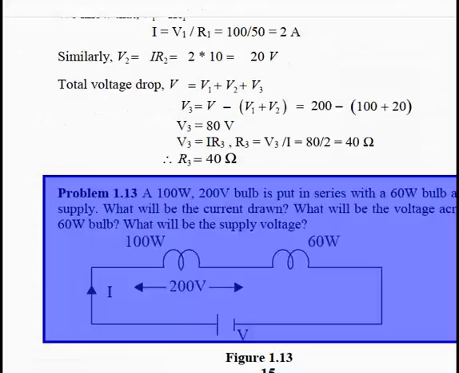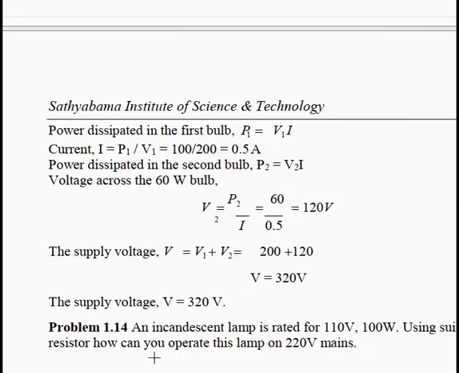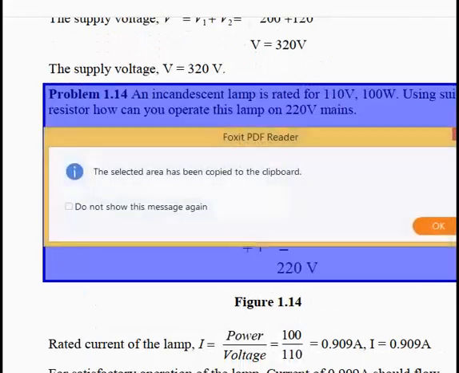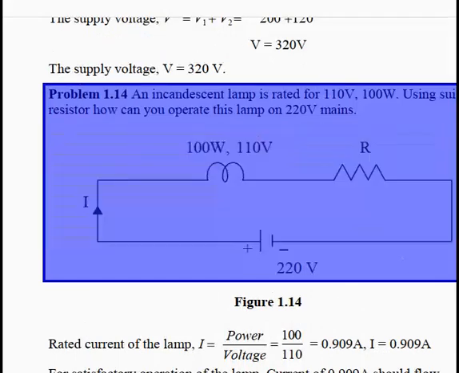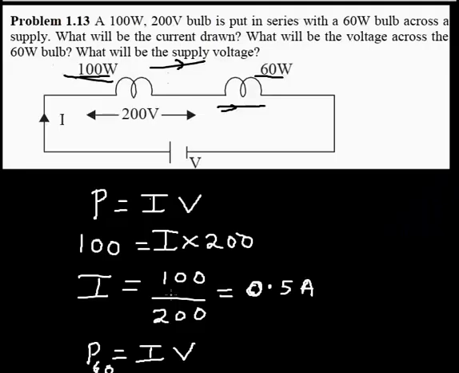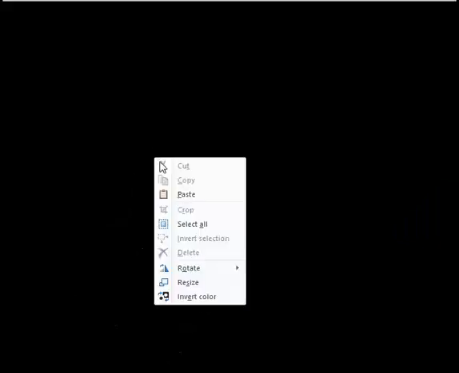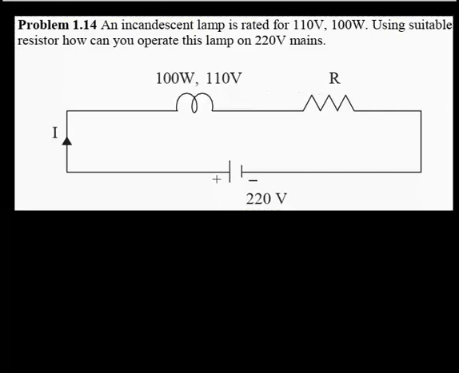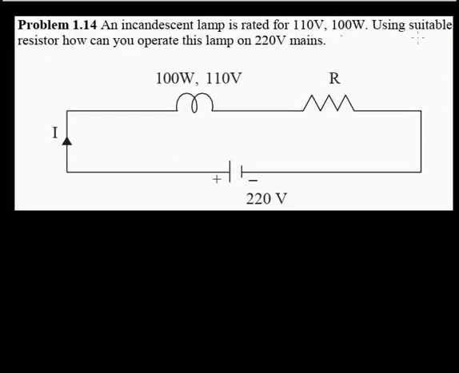All right, next question. Okay, so this goes like this. An incandescent lamp is rated 110 volt, 1000 watt. Using a suitable resistor, how can you operate this lamp on 220 volts?